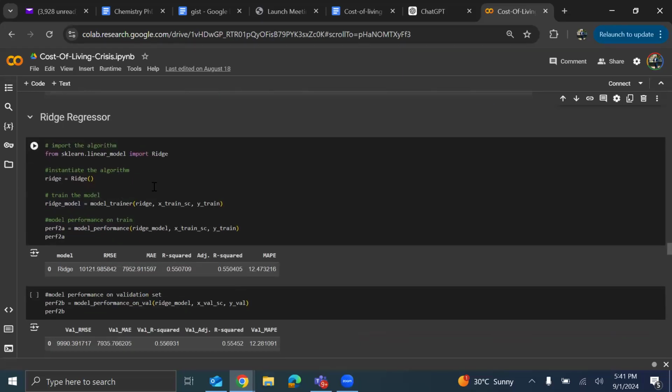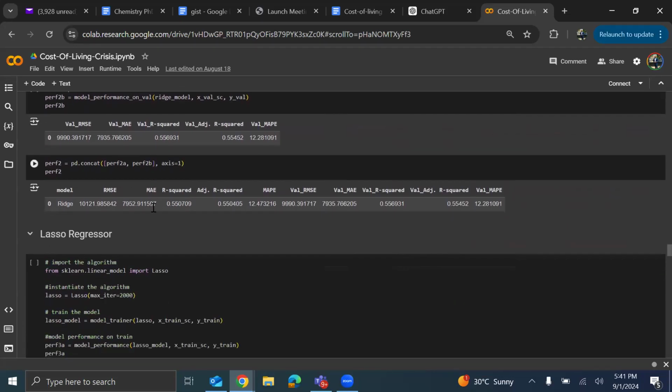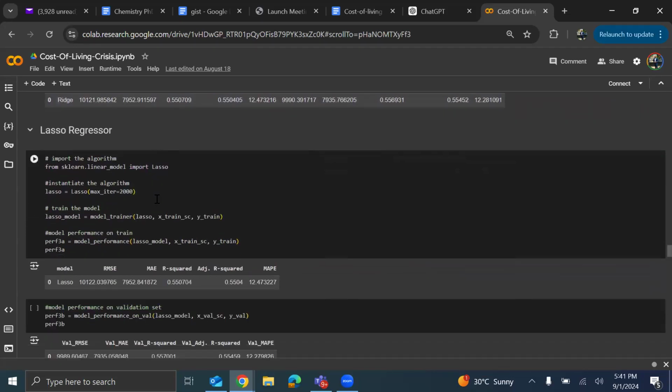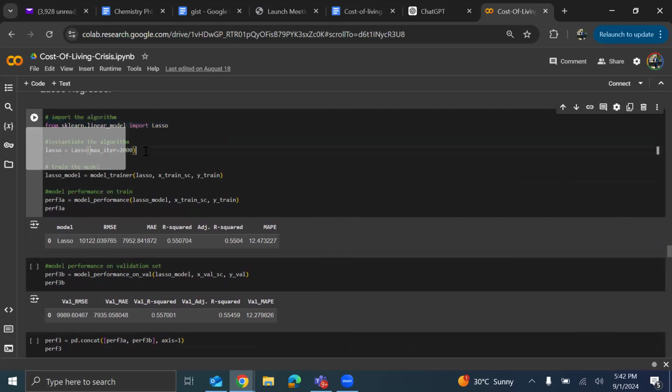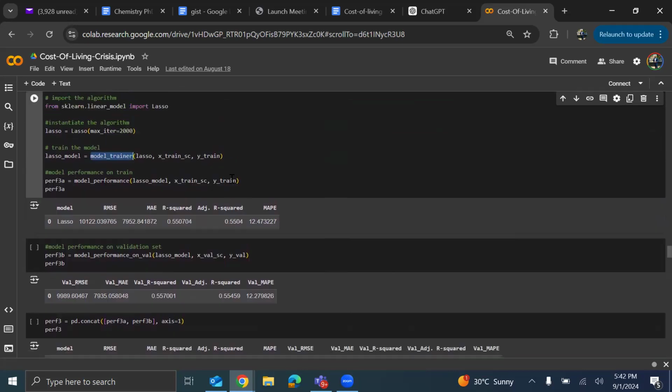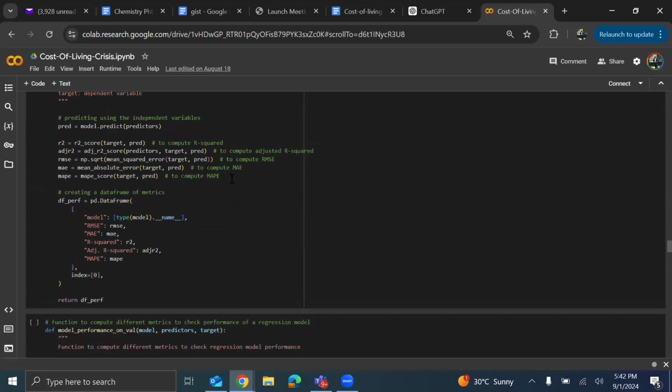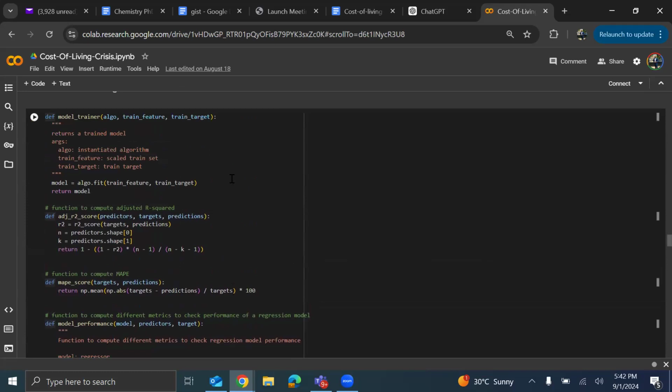I did the same thing, the same process, for the lasso regressor. The only thing I do is import the regressor that I need, instantiate the algorithm, and pass it into my model trainer, and that's all. As simple as that. Do you want me to go over the function so you can understand what this function is doing? Okay, go over the functions.